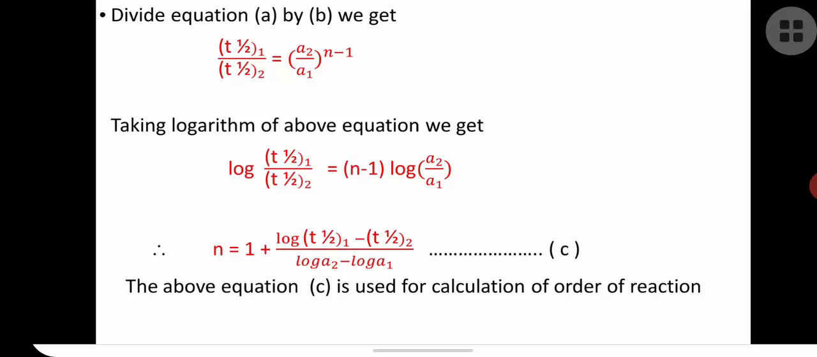By rearranging this equation, we get n is equal to 1 plus log of t half 1 upon t half 2 divided by log of A2 minus log of A1. It is equation C. The above equation C is used to calculate the order of reaction.